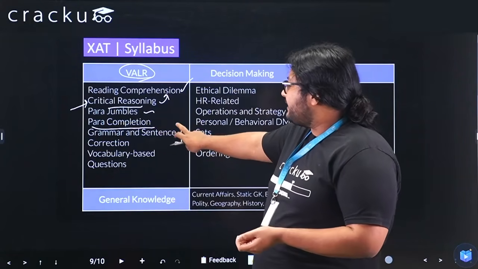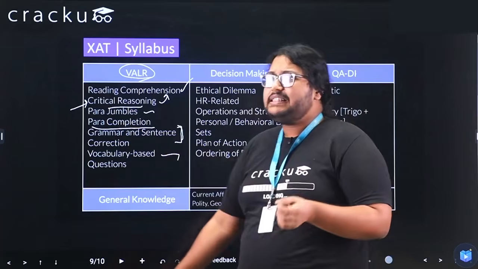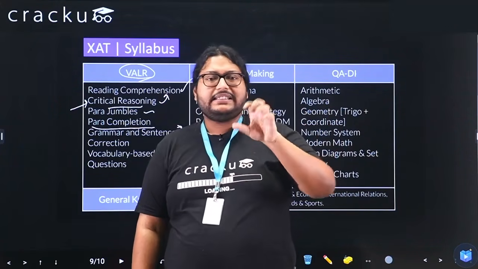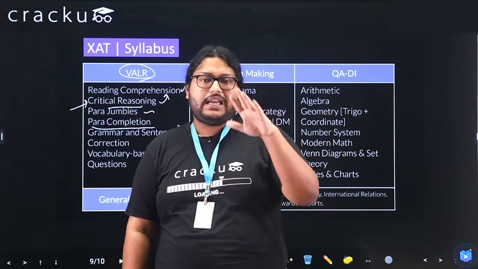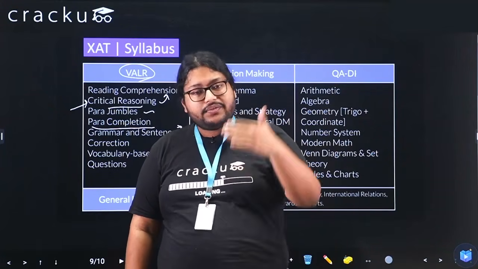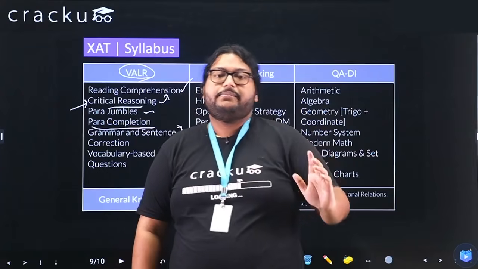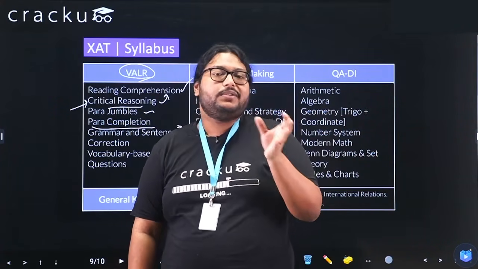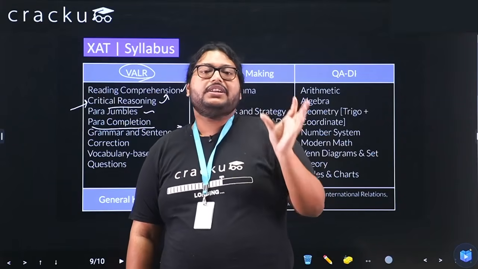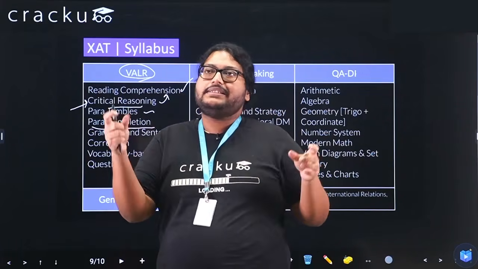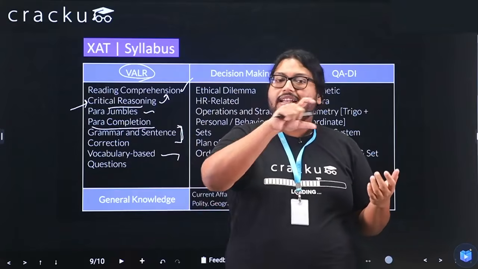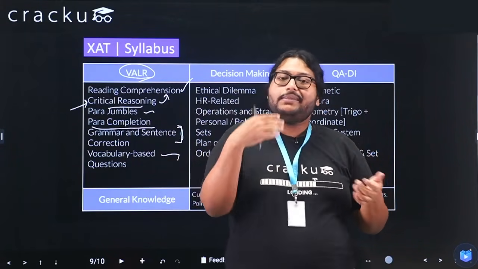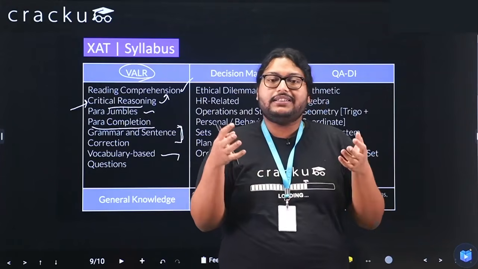Now, after grammar and sentence correction, we have vocab-based questions. These are basically fill in the blanks. They'll give 2 or 3 sentences, put 2 or 3 words as blanks, and ask which of these options fits best. Now that also you don't need to artificially develop your vocabulary for. What we can do is go on a contextual basis, try to understand what the context is saying, and once we understand what the paragraph or sentence is talking about, we can, using elimination again, find the word.